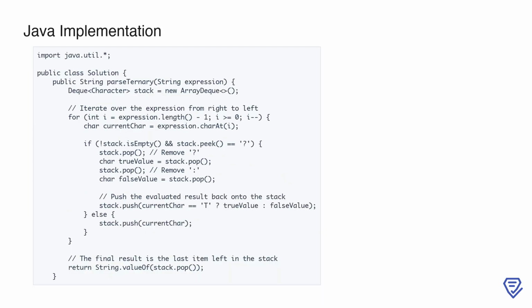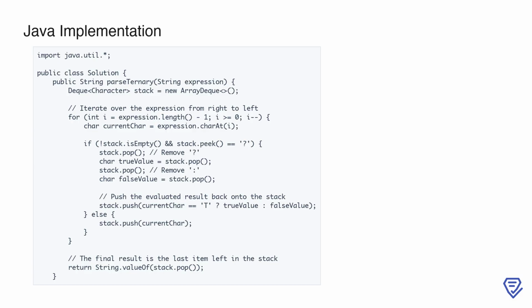Here, we are implementing the solution to parse a ternary expression in Java. We start by importing the necessary utilities and defining our class. The core method here is parseTernary, which takes a string expression as input. We utilize a stack to help evaluate the expression from right to left. The loop iterates through the characters of the expression in reverse order.